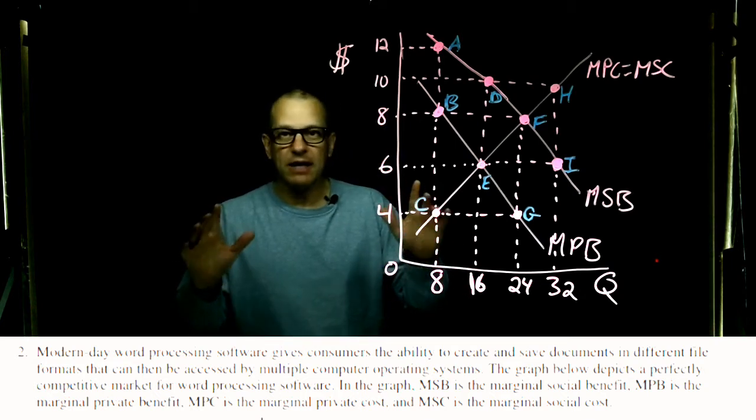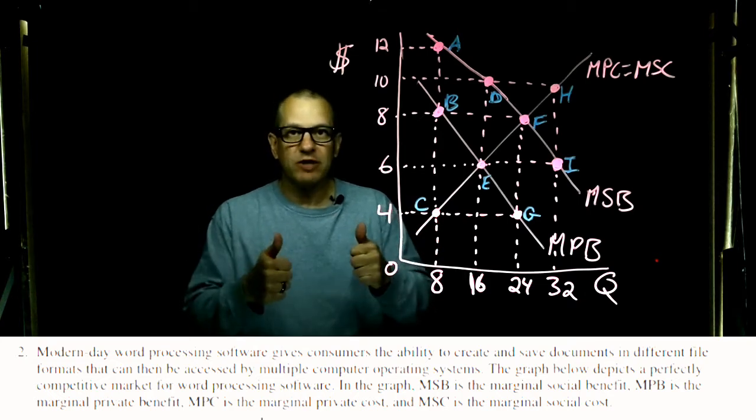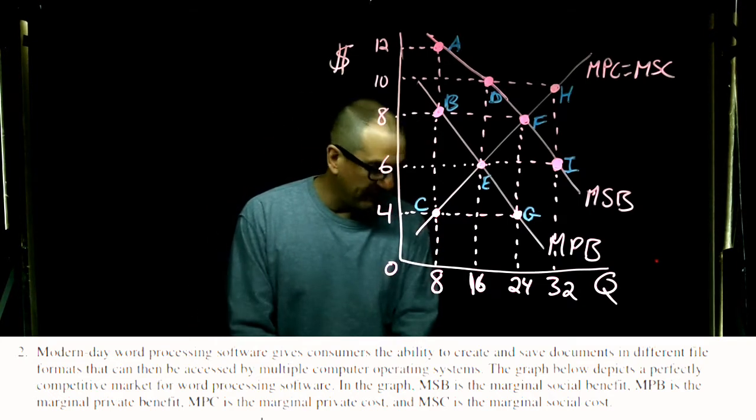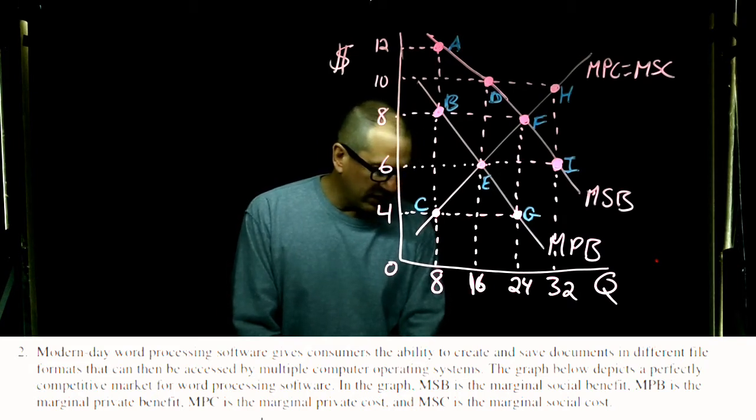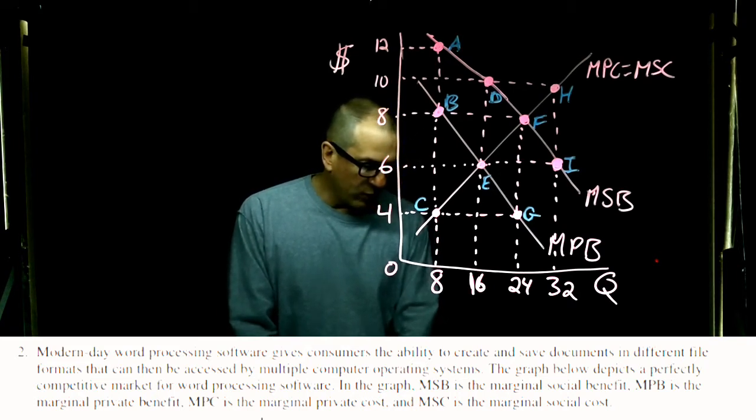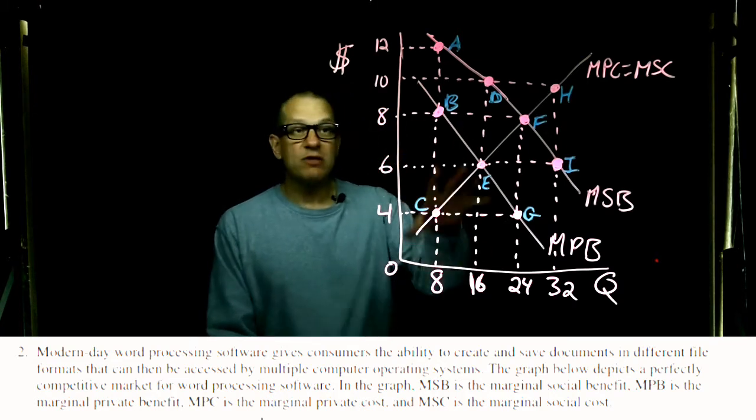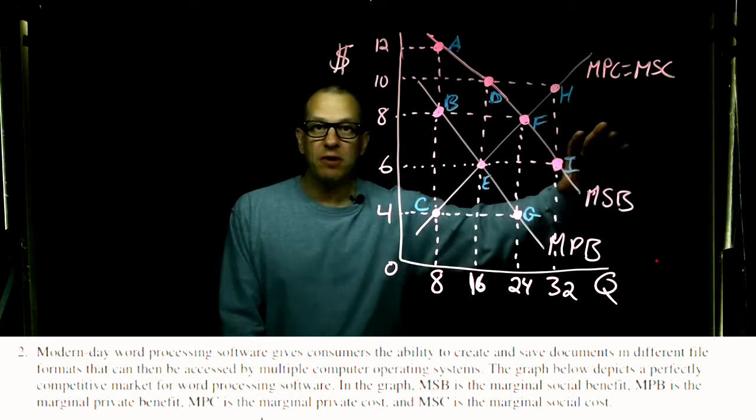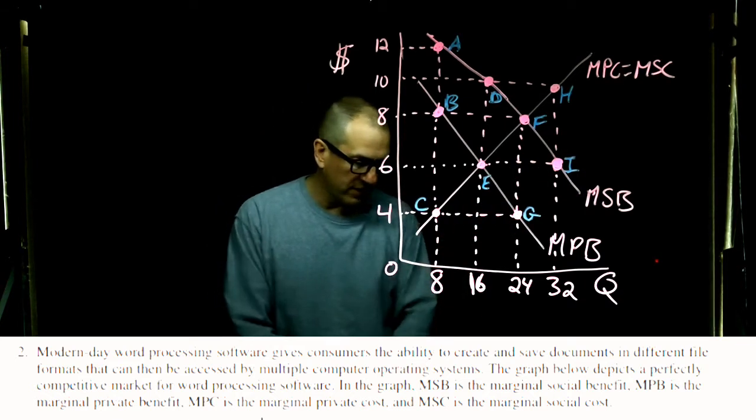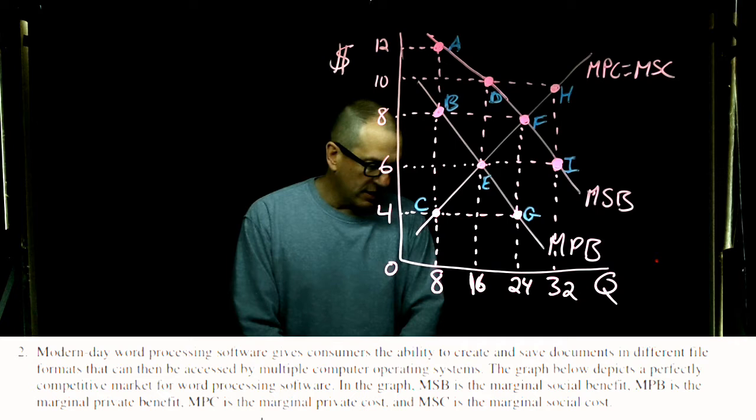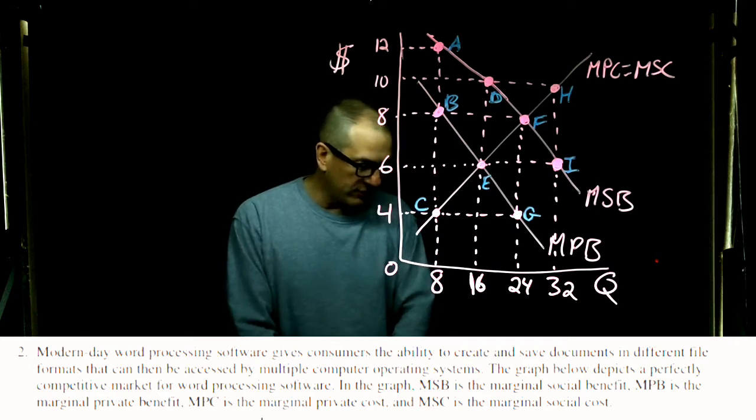Good stuff. There's a benefit to that when that takes place in society. The graph below depicts a perfectly competitive market for word processing software. So this is the market. There would be a firm associated with this if we were looking at cost curves for a firm, but this is a perfectly competitive market in the word processing software industry.